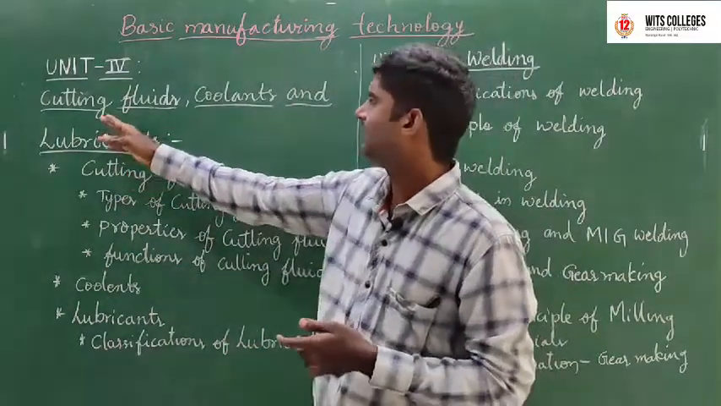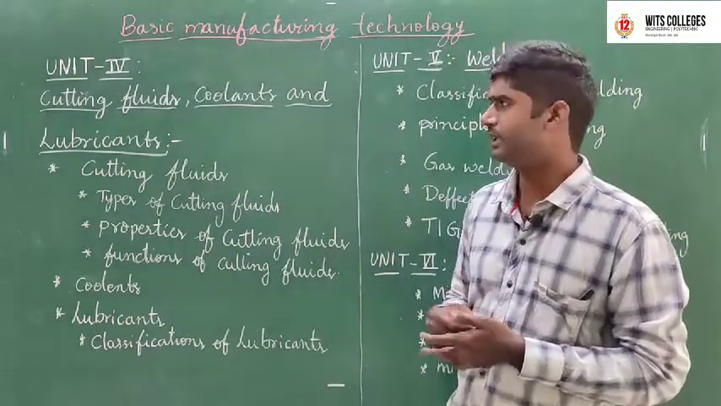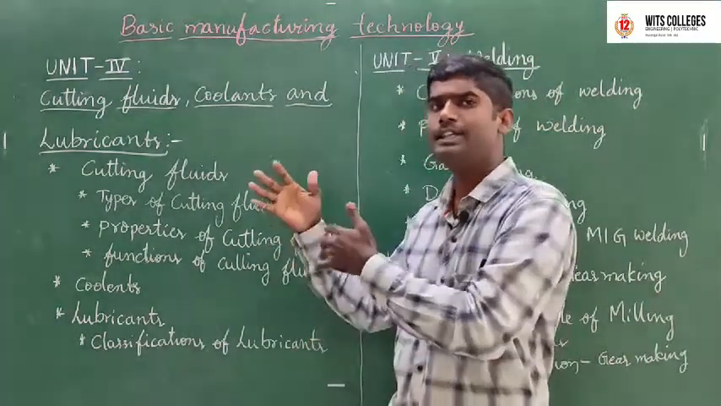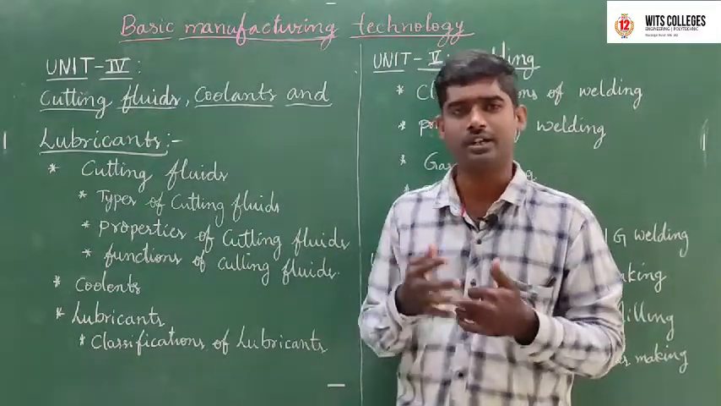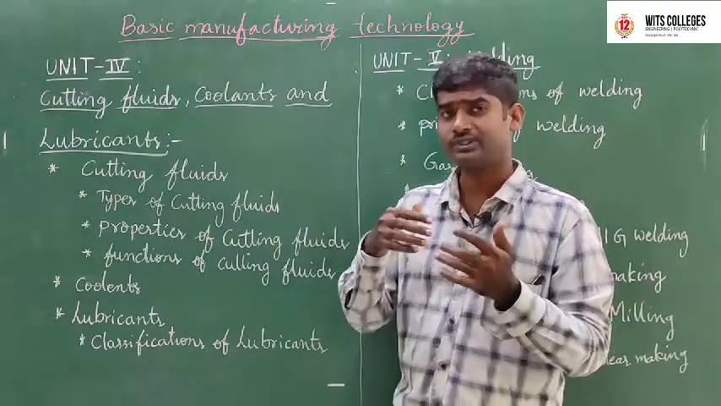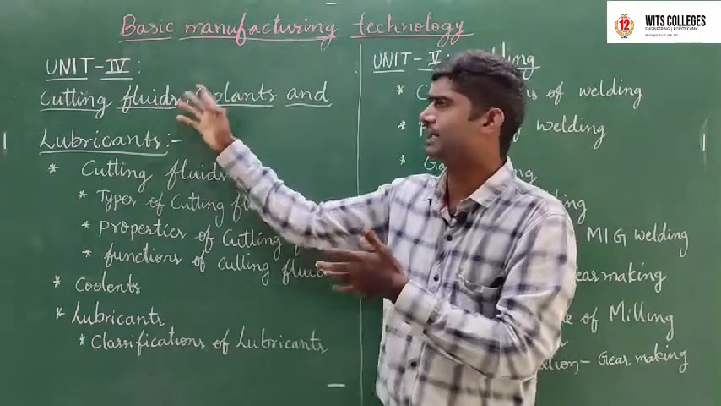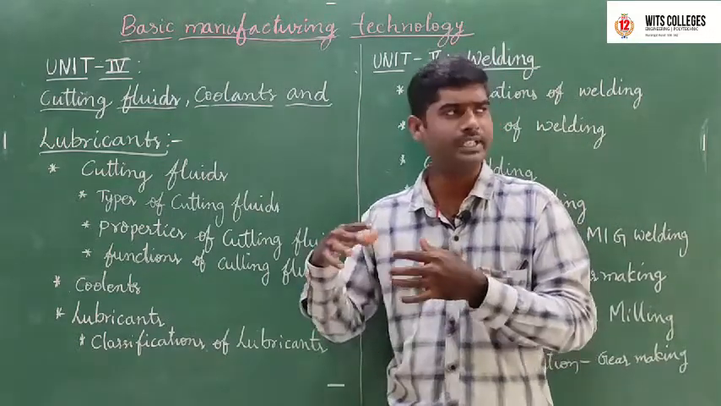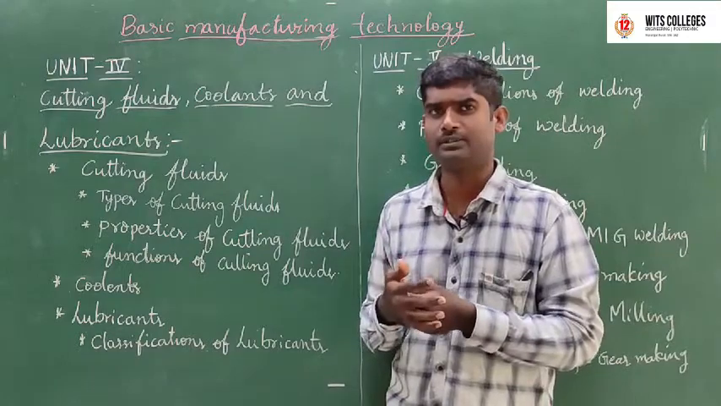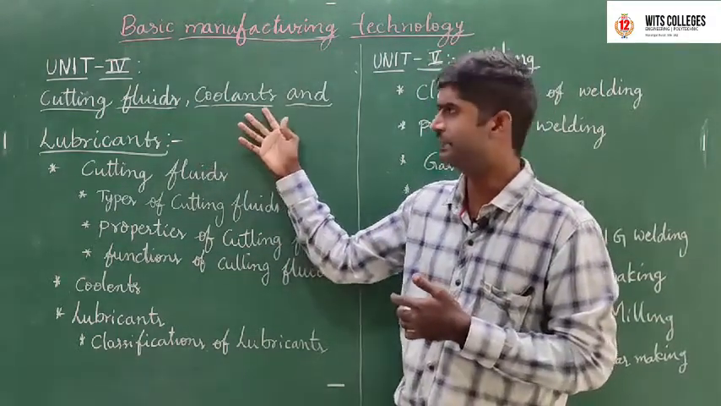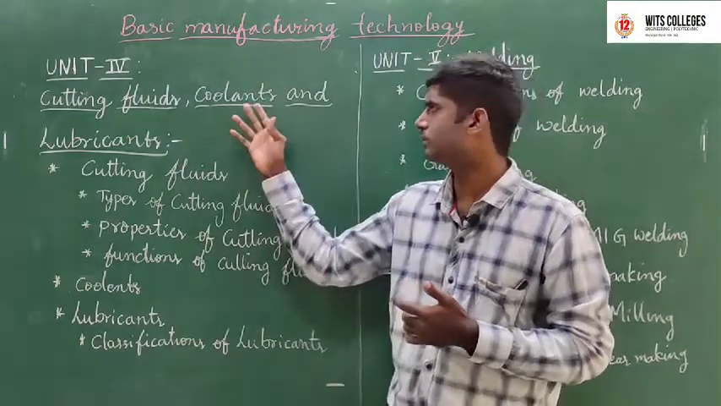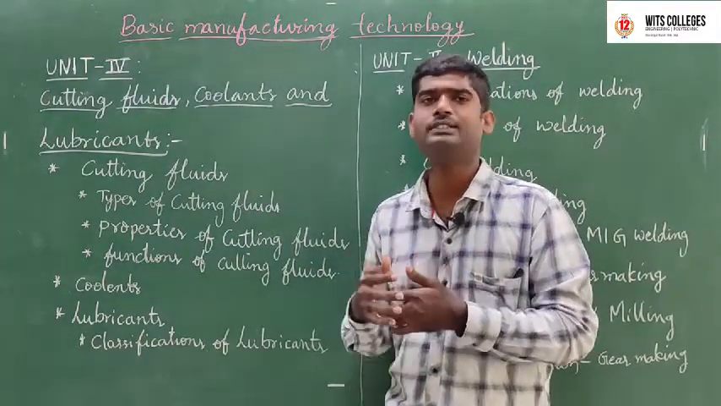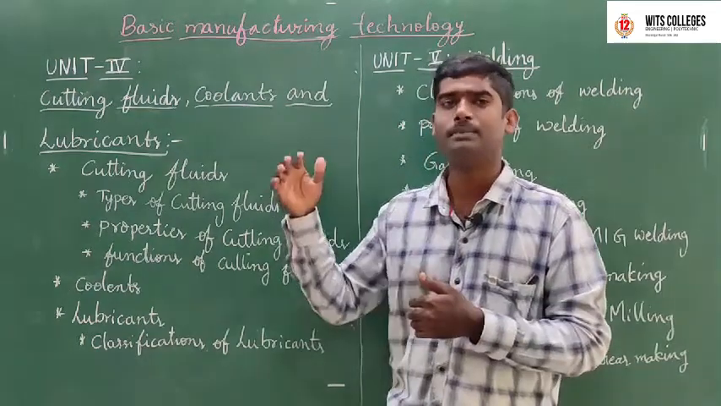In this unit 4, cutting fluids, coolants, and lubricants. These all are most important. If you want to manufacture any component using any machines like lathe machine, shaper machine, slotter machine, planing machine, milling machine, in these machining processes we are using cutting fluids, coolants, and lubricants. Why? During machining, heat is produced, and for that purpose we are using cutting fluids, coolants, and lubricants. Their main function is to decrease the heat and to decrease the production of noise in the machining process.